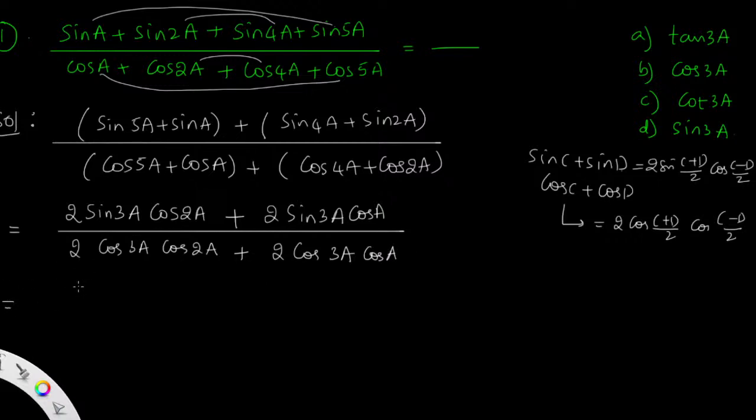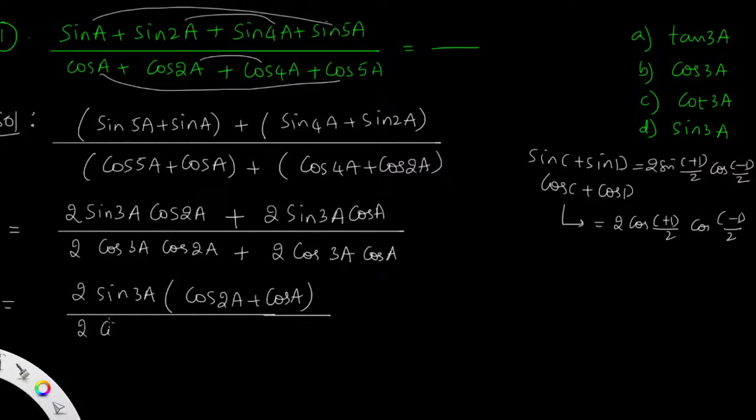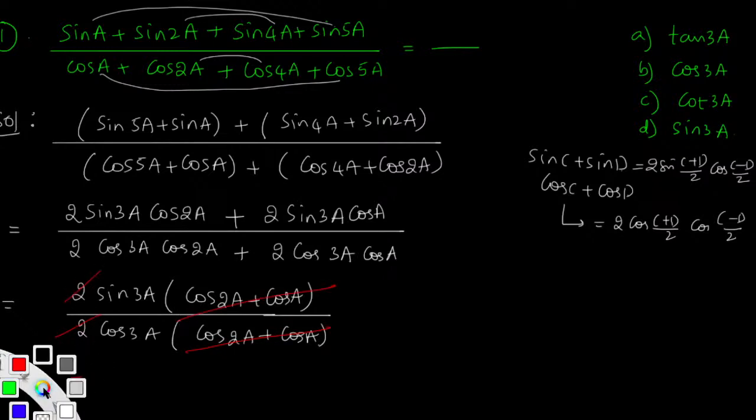In the numerator, we have 2 sin 3A common in both terms, so cos 2A plus cos A remains. Similarly in the denominator, 2 cos 3A is common, and you get cos 2A plus cos A. Then the common terms get cancelled, and the 2 also gets cancelled. Sin by cos is the answer, which is equal to tan 3A. So the answer is the first option, tan 3A.